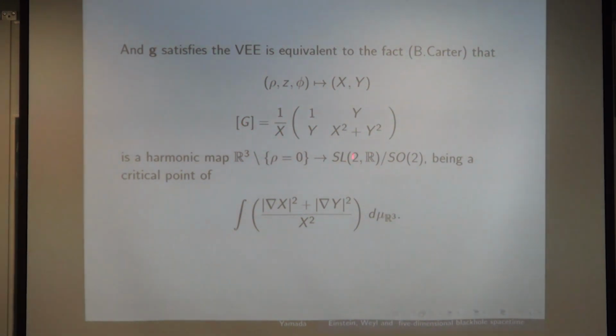Okay? G, which is a point here, looks like this. So remember x is the norm of the Killing vector field, y is the measure of the deviation from hypersurface orthogonality. And what's important is that this is the upper half space model.